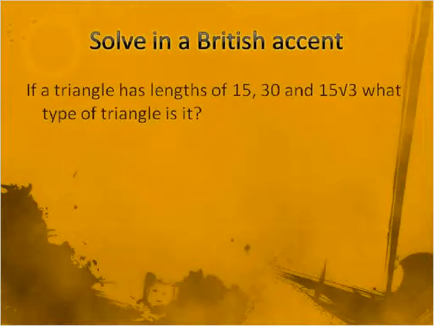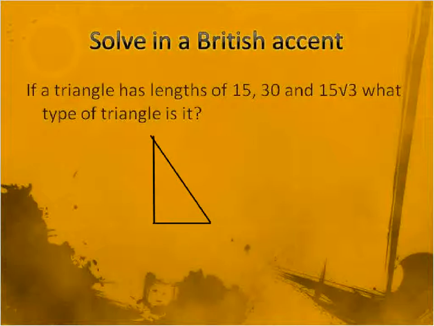Let's look at the next question. And this one we're going to be solving with a British accent. I'm not very good at the British accents, but we'll try it out anyway. If a triangle has side lengths of 15, 30, and 15 times the square root of 3, what type of triangle is it? Well, from yesterday we saw that certain types of triangles had one side, the shortest side, doubled would give us the longest side. And when we multiply that shortest side times the square root of 3, it will give us the length of the other side. So let's try and recall what type of triangle that was.